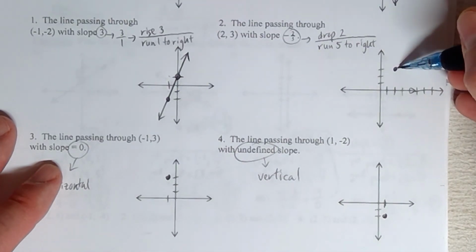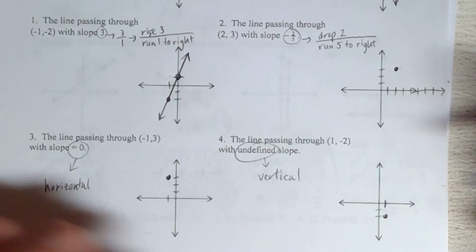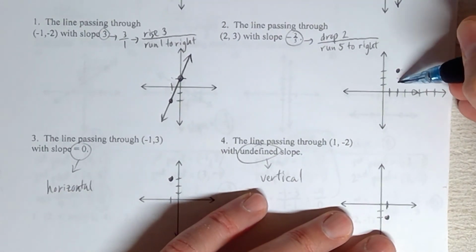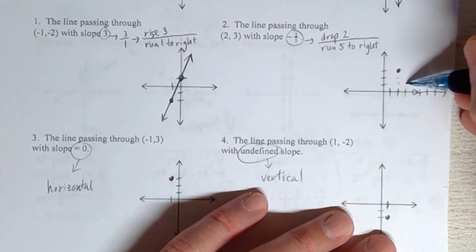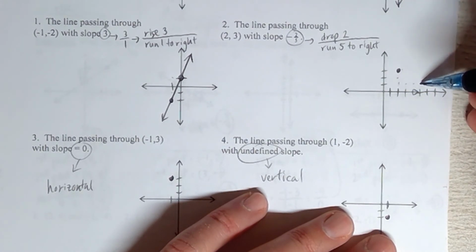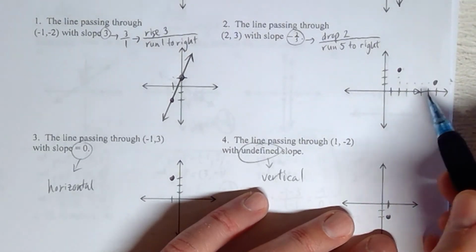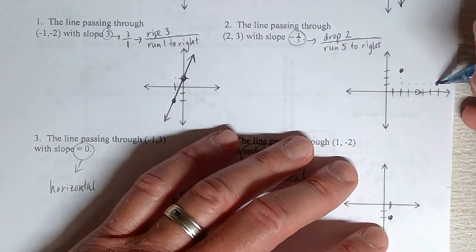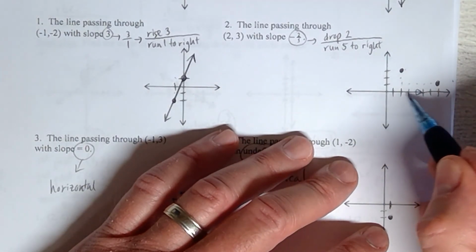Always start out at the point. Because it's a negative slope, we're going to drop and run. So let's do that carefully here. I'm going to take that point and I'm going to drop 2, 1, 2. Okay, and then I'm going to run 5. 1, 2, 3, 4, 5. You can see I went past the edge of the graph there. It is okay for you to extend out the axis there so it'll fit. All right. A lot easier to do that instead of trying to make the marks really small.